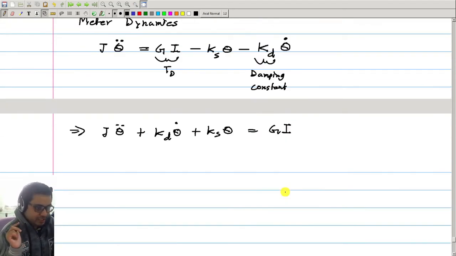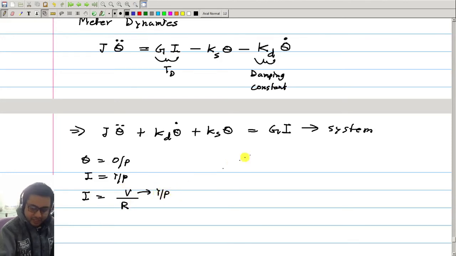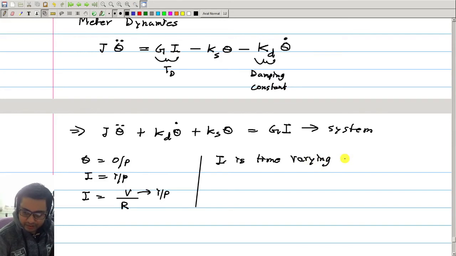Now, at this moment, recall the system concepts that you have learned previously. This describes a system. Theta is the output, I is the input. So this is a system, and if you are considering that this is used as a voltmeter, then this current I could be some voltage divided by some resistance. So this voltage can also be considered as the input. Now suppose this I is time varying. It could be an AC, for example. It could be a half wave rectified AC or DC, full wave rectified DC.